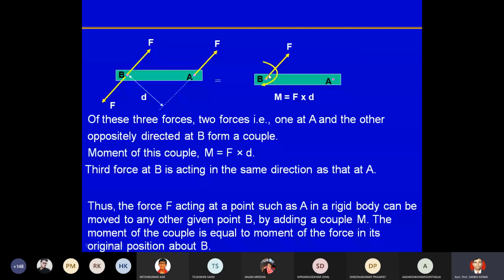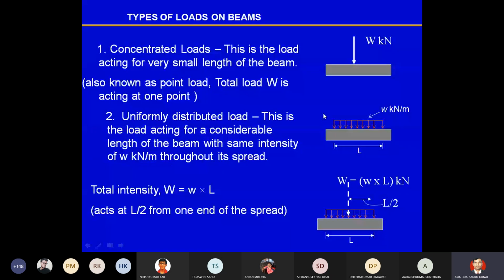Now there are different types of loads that we have to discuss, like concentrated load, uniformly distributed load, and uniformly varying load. This we will discuss in the next class. We'll take it forward from here in the next class.